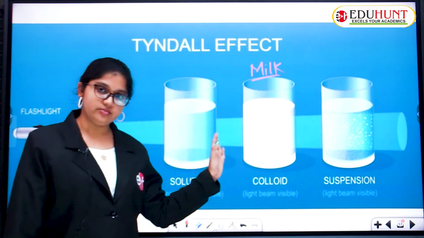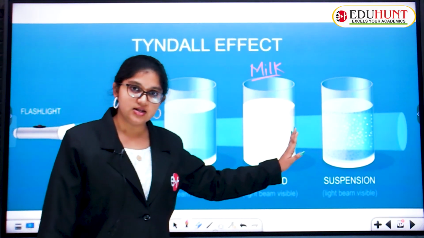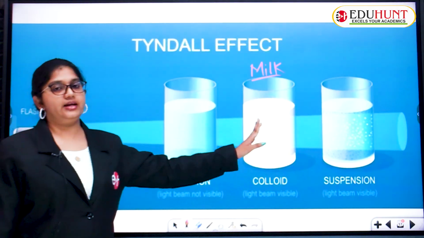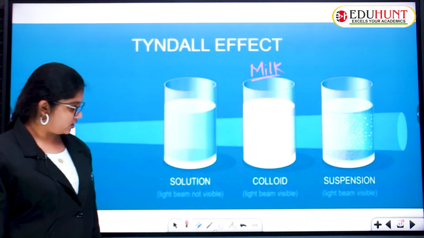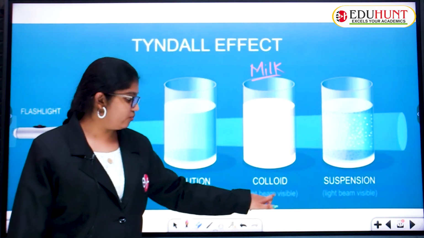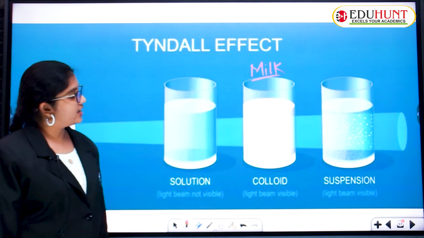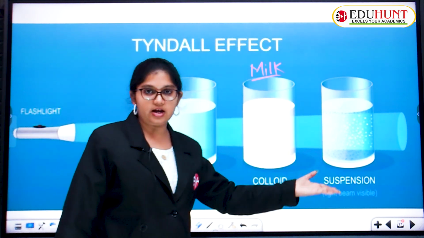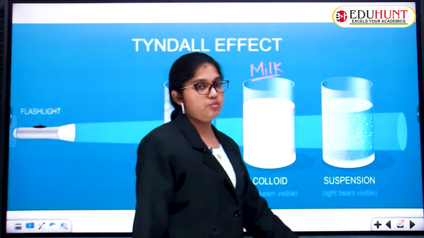allows the light to pass through it. We can see the clear path of the light and also scattering of the particular colloidal particles. Okay, so colloid: light beam visible. Okay, and next we have here suspension. Suspension: light beam visible, because why?